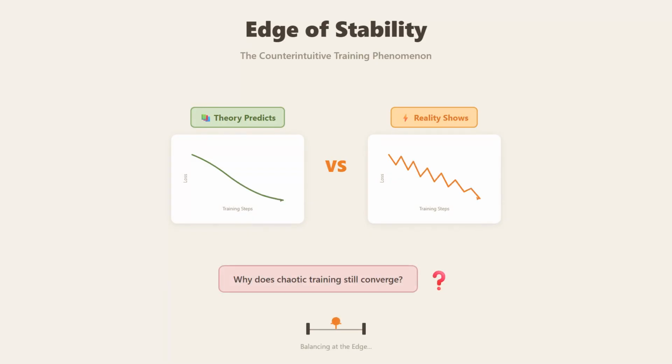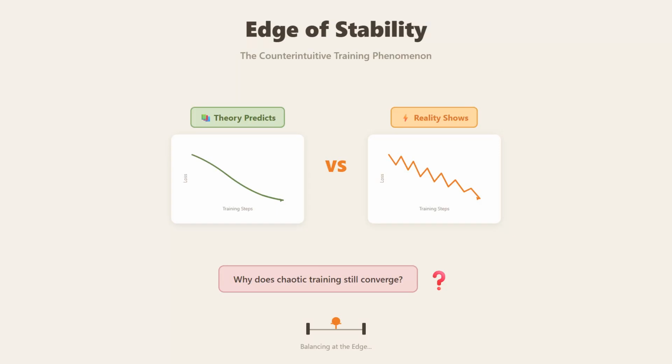Today we're going to discuss one of the most fascinating and counterintuitive phenomena in deep learning, the edge of stability. You might think you understand how gradient descent works, but there's a mystery hidden in plain sight. Classical optimization theory tells us that if our learning rate is too large, training should explode and diverge. Yet, in practice, neural networks routinely violate these stability conditions and still converge perfectly fine. How is this possible? Why does chaotic, oscillating training still lead to good solutions? Today, we're going to unpack this paradox.